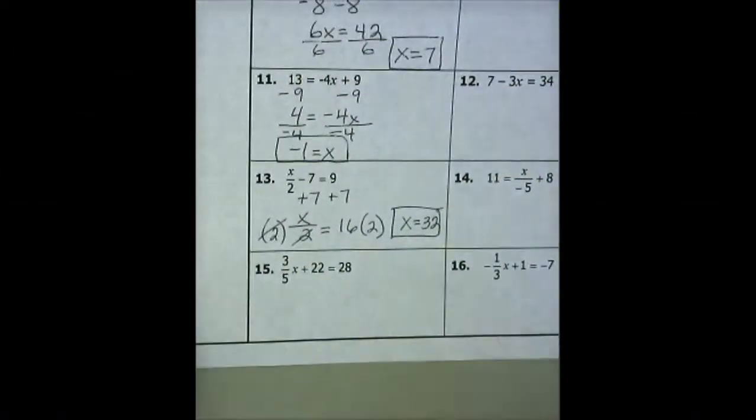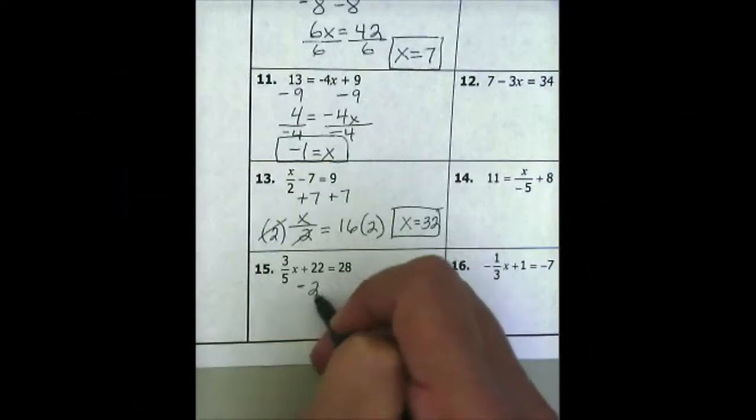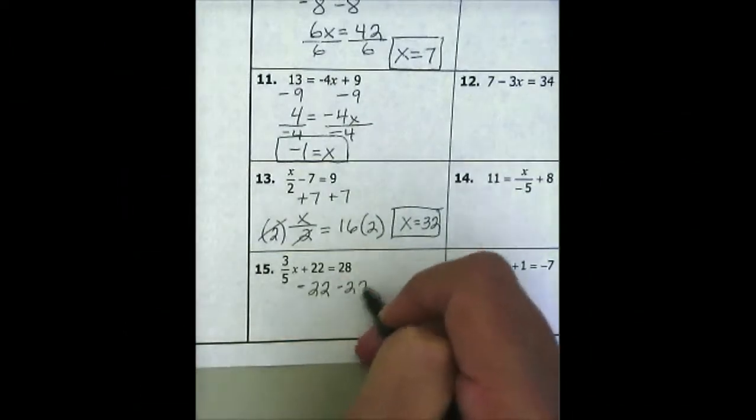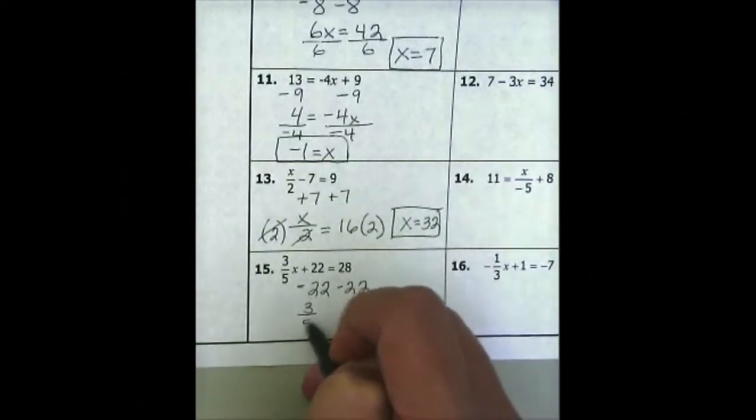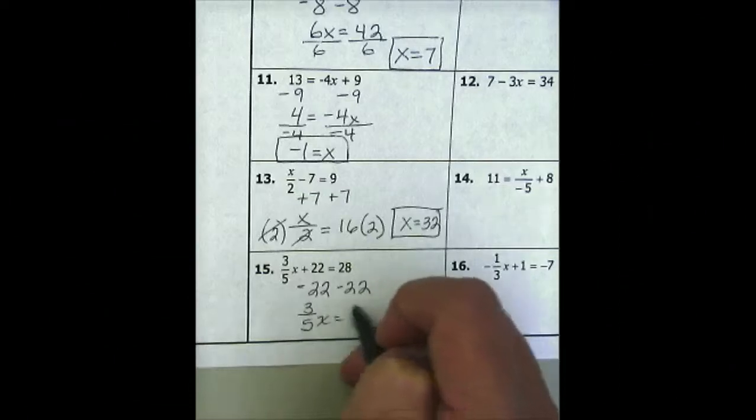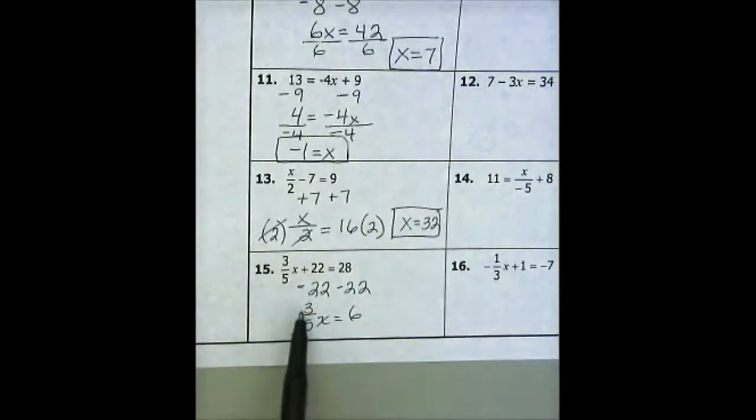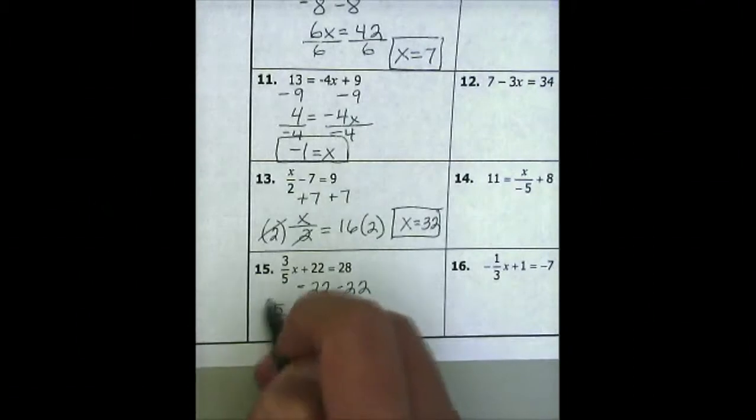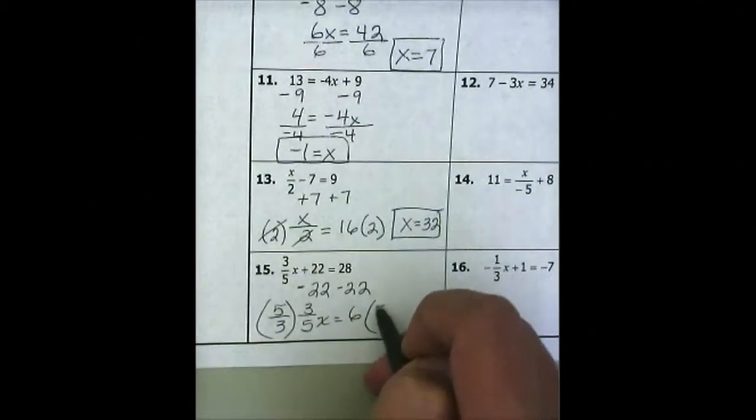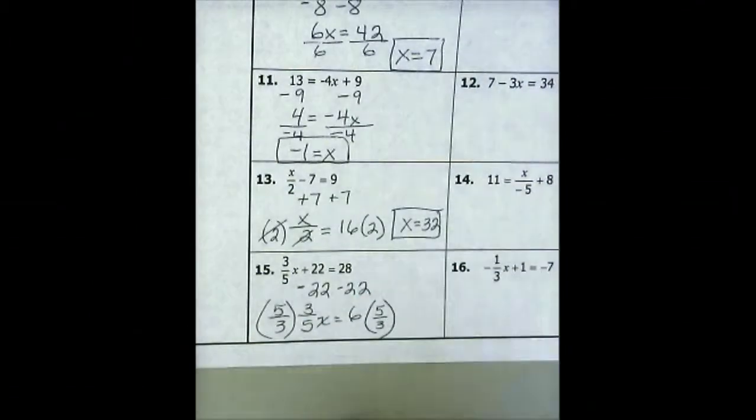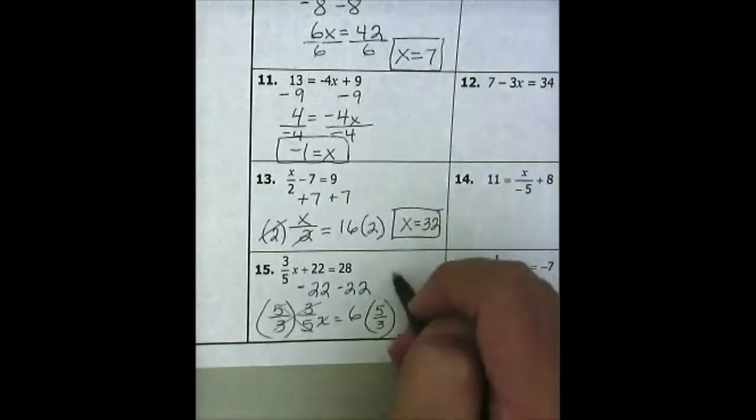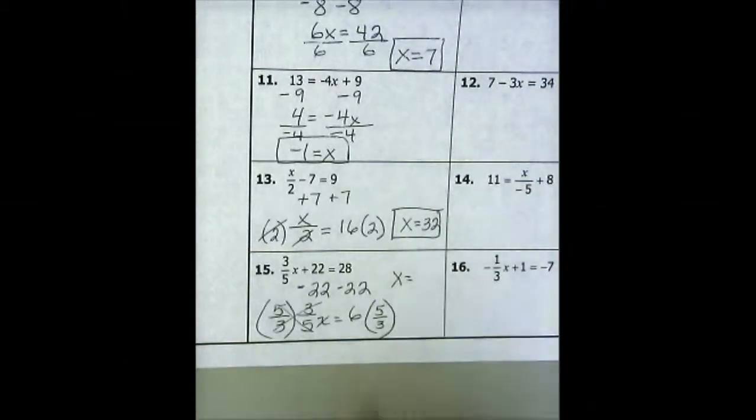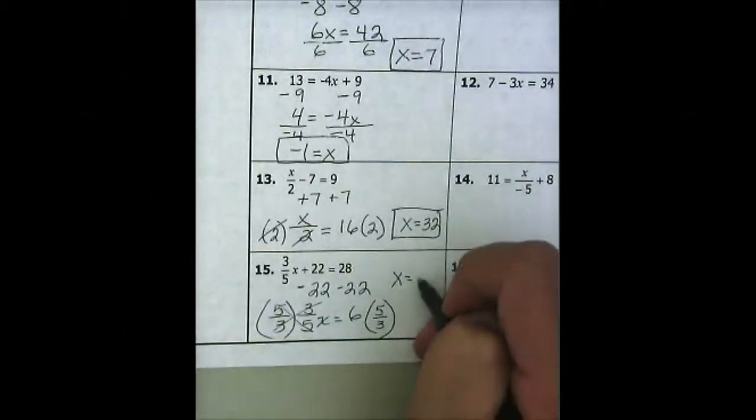Number 15, undo addition and subtraction by subtracting 22 from both sides. So that leaves us with 3/5 x equals 6. And then, as we showed above, we're going to multiply by the reciprocal on both sides. These cancel out. It leaves us with x equals 6 times 5 is 30, divided by 3 is 10.